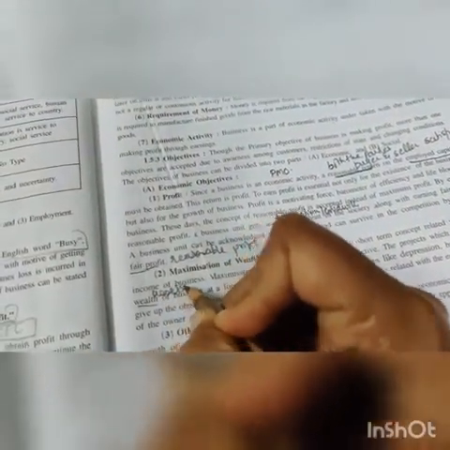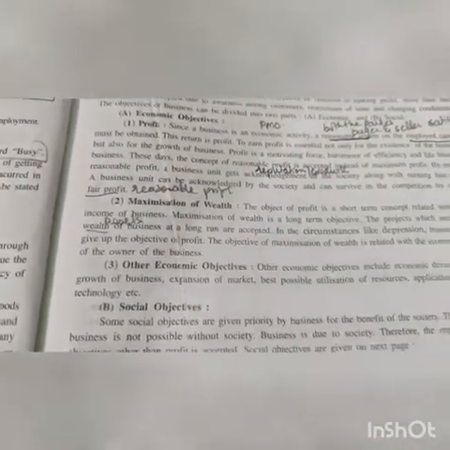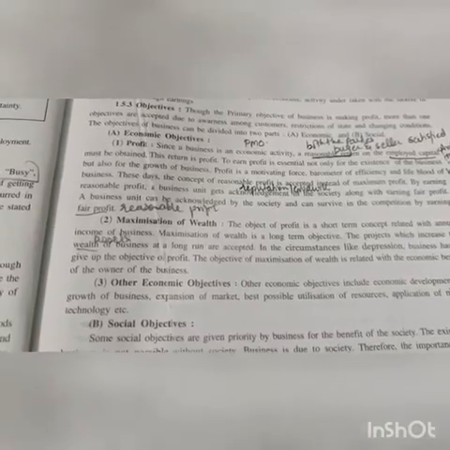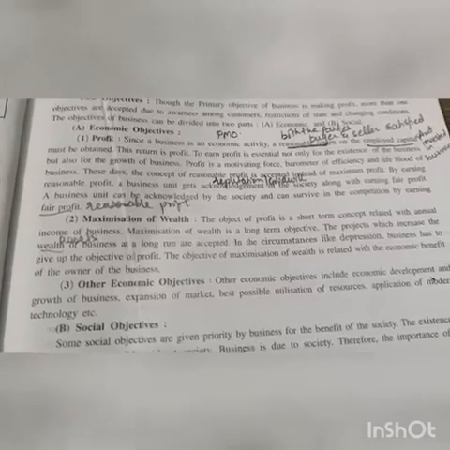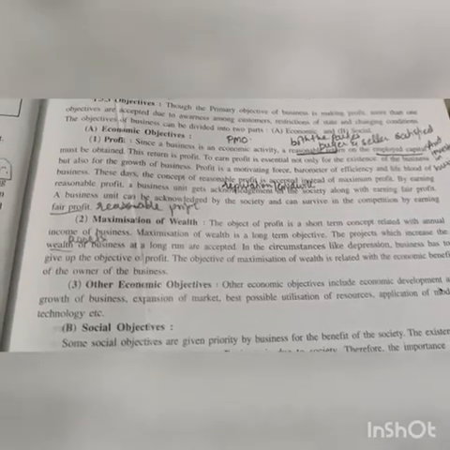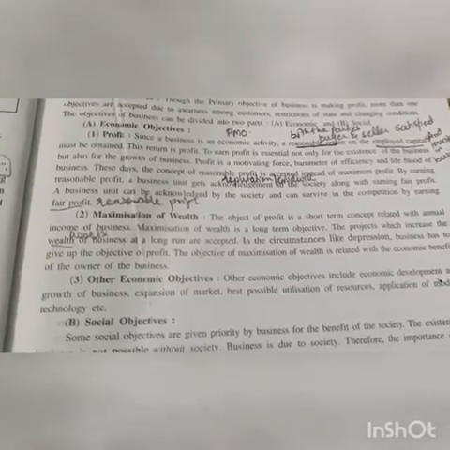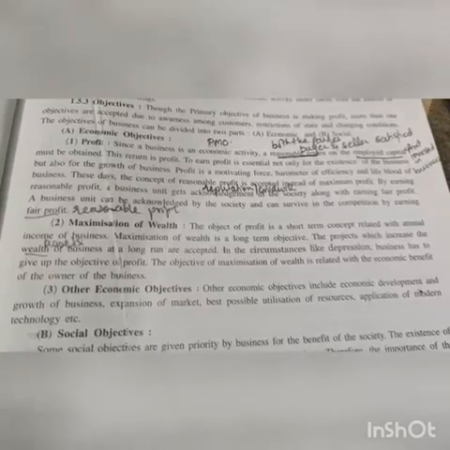See, previously you were running only one shop. Now, because of the profit which you are earning, after 5 years you are again purchasing another shop. So slowly your wealth will increase in the long run, and such projects are accepted. Such kinds of projects are always accepted where you will slowly increase your wealth. In circumstances like depression, business has to give up the objective of profit.